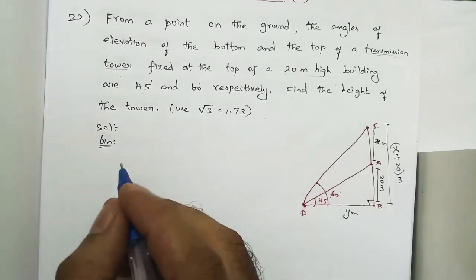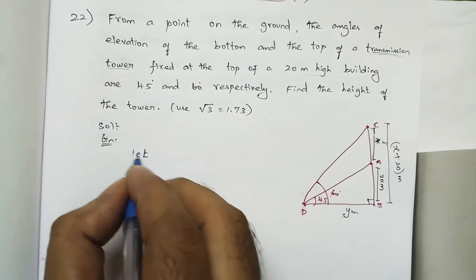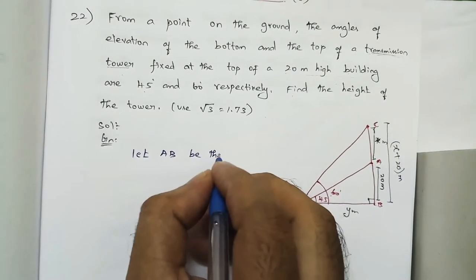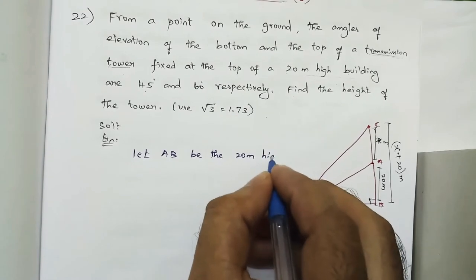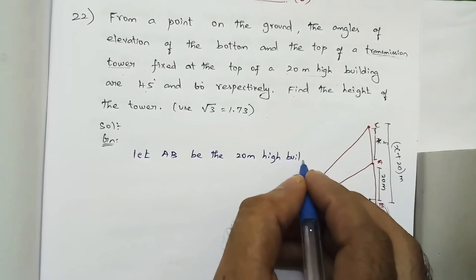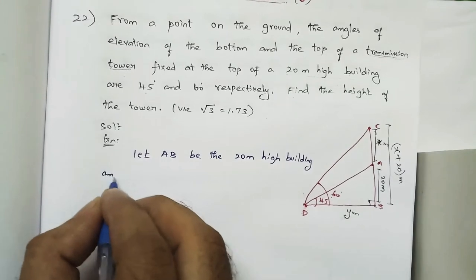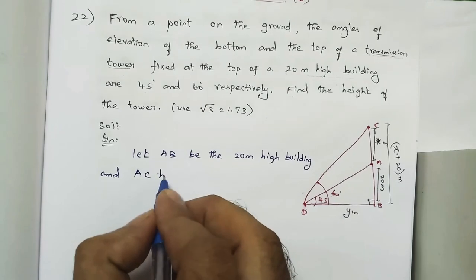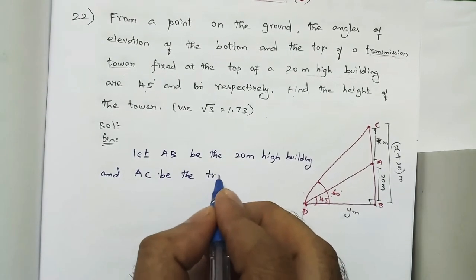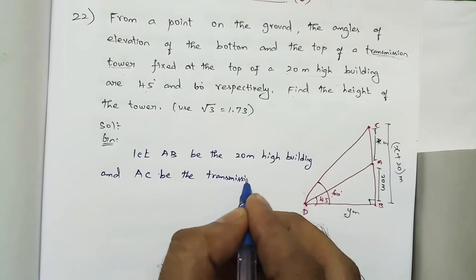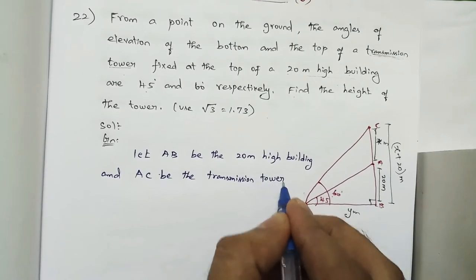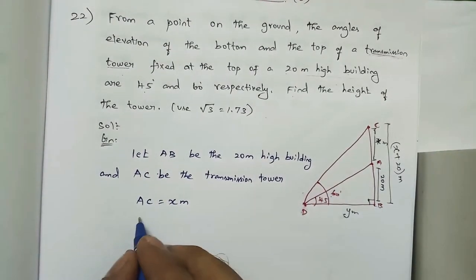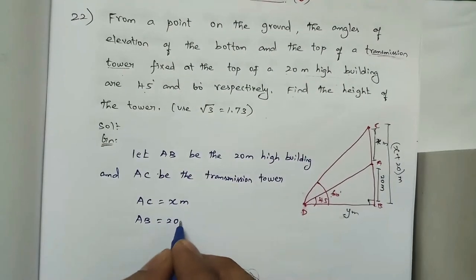First, as given, let AB be the 20 meter high building, and AC be the transmission tower. We have assumed that AC is x meter, so AC is equal to x meter, and AB is equal to 20 meter.